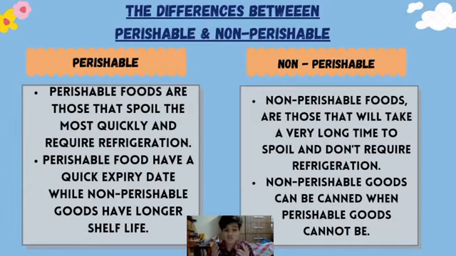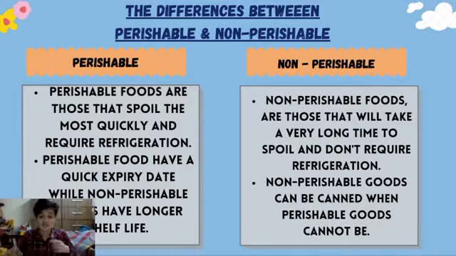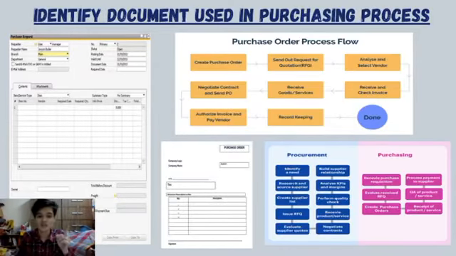Now I will explain non-perishable food. Non-perishable foods are those that take a long time to spoil and don't require refrigeration. Non-perishable goods can be canned, while perishable goods can't be canned. These are the documents used to identify the purchasing process.